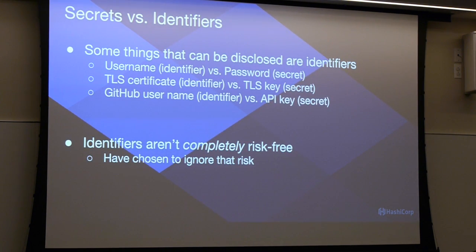Okay, not everything that can be exposed is a secret. There are identifiers, things like your GitHub username versus your GitHub password. One's an identifier, one's a secret. Generally, identifiers are things that we might want to protect, but if they get out it's not going to be catastrophic to your organization.